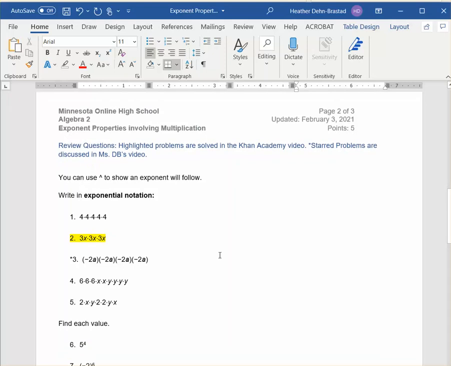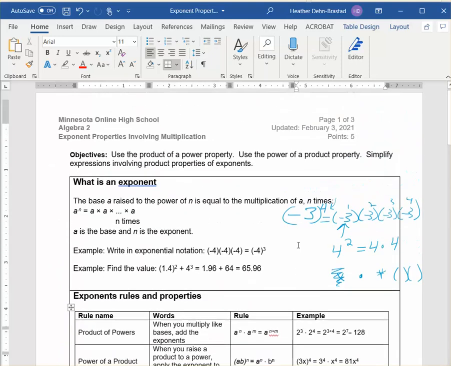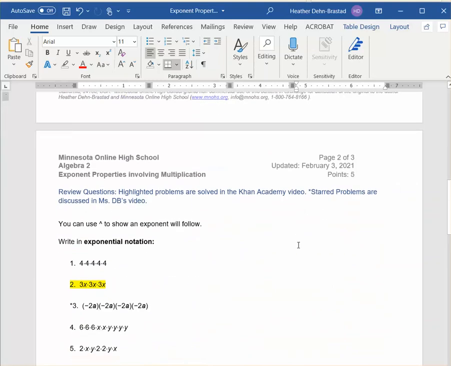All right, some of these problems, the ones that are highlighted in yellow, are solved in the Khan Academy video that is in your assignment, attached to your assignment. And I'm going to do a few more. And remember, you can look back at the rules and the example at the top of the page whenever you need to. I'm going to do number 3.